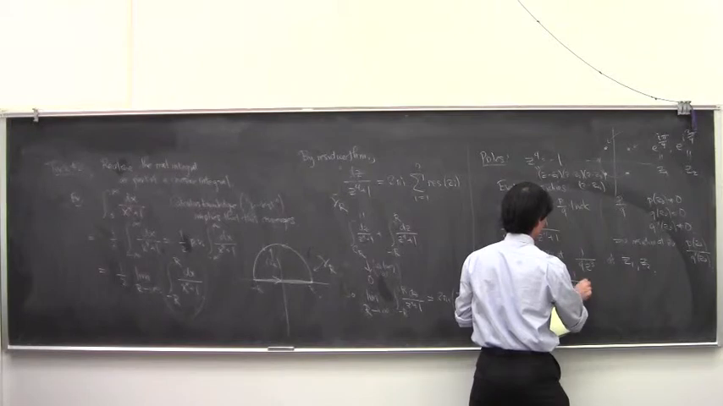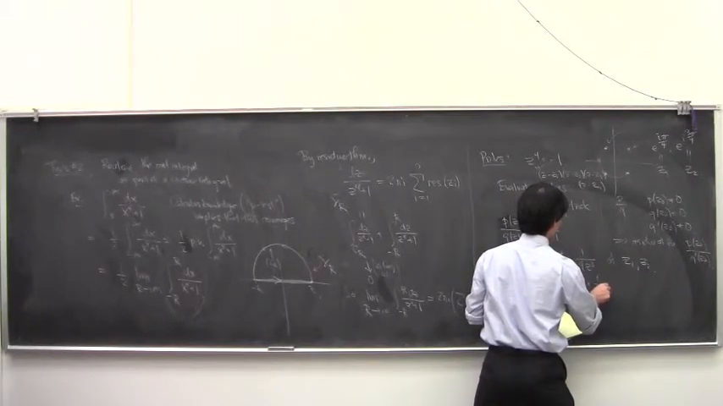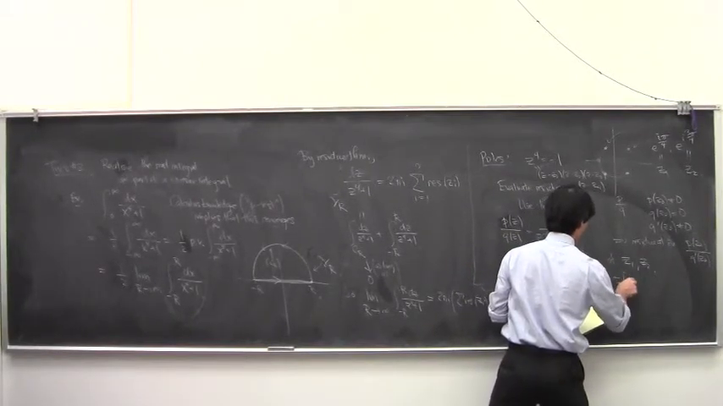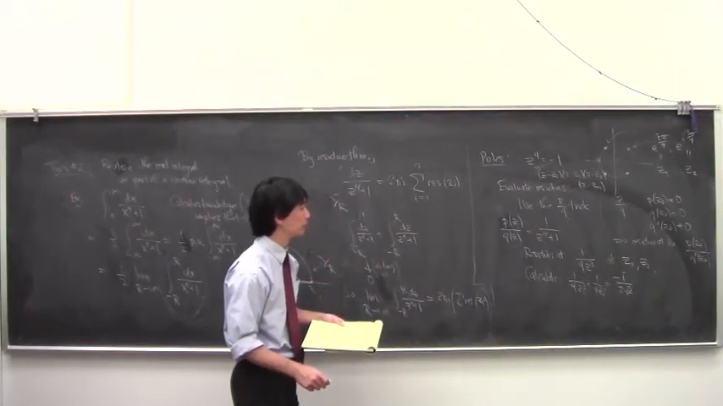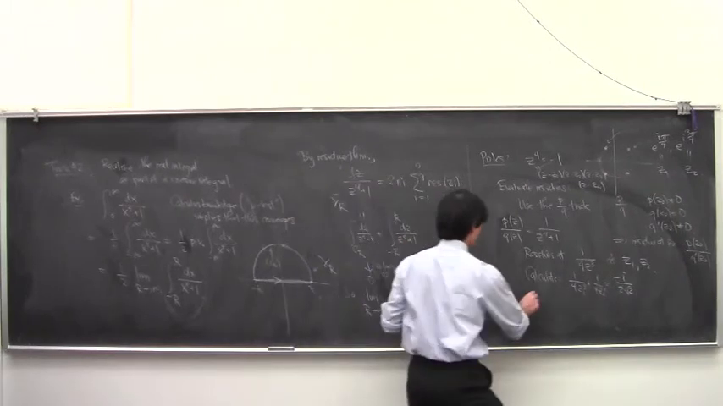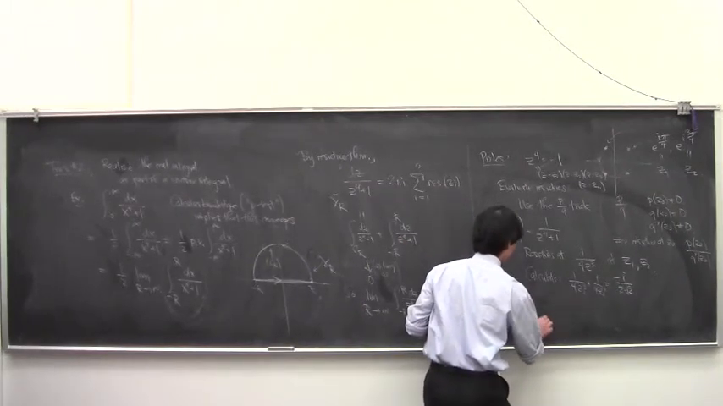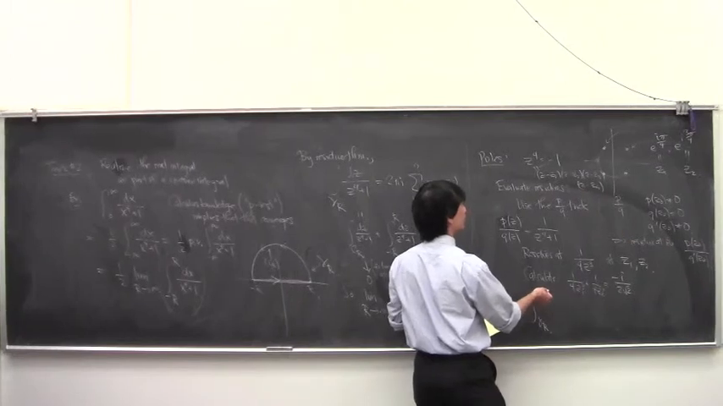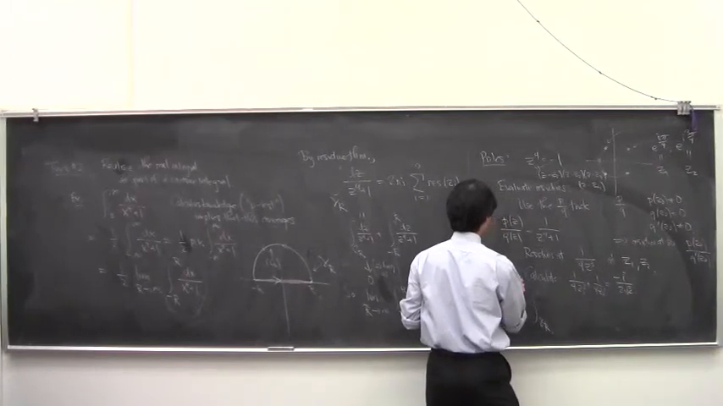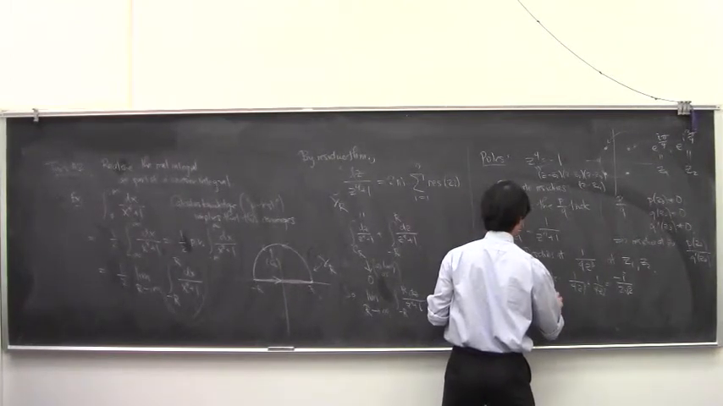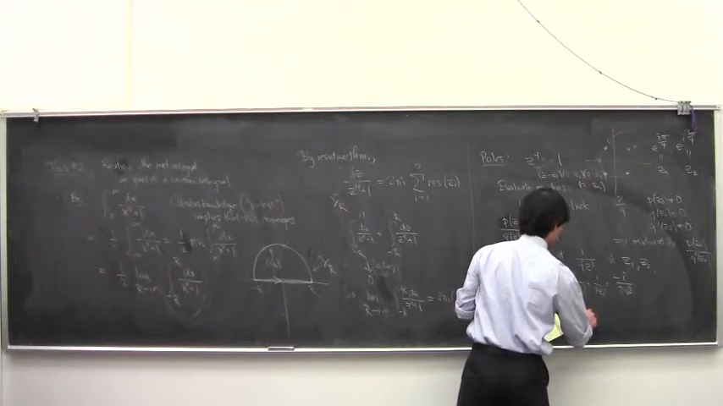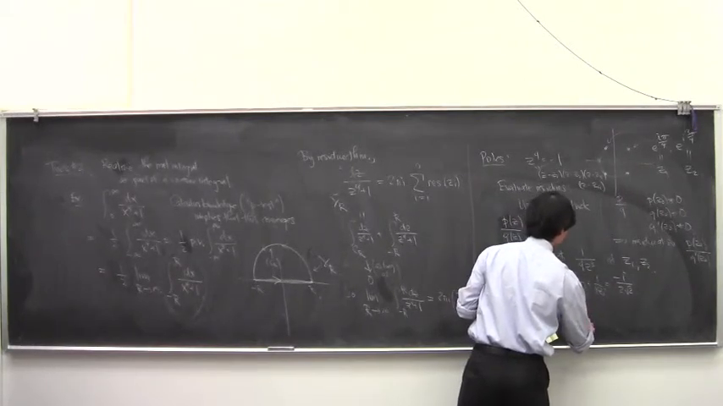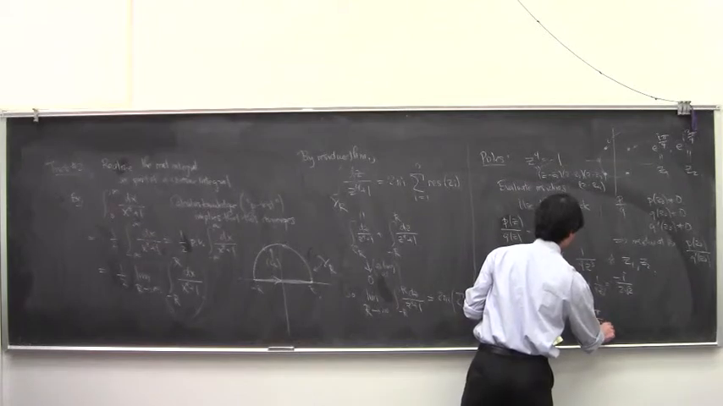1 over 4 z1 cubed, that's 1 over 4 z2 cubed. It turns out to be negative i over 2 root 2. Okay. So the integral over gamma sub r, as long as r is bigger than 1, is going to be 2 pi over 2 root 2, which is pi over root 2.